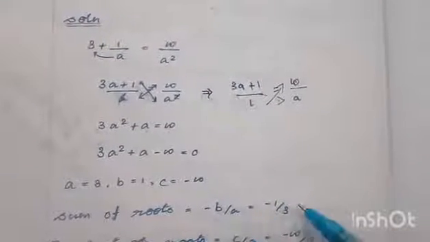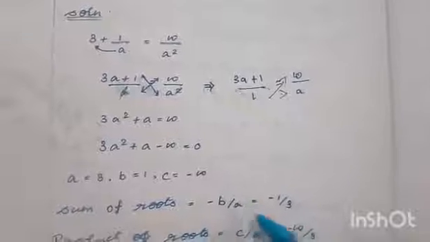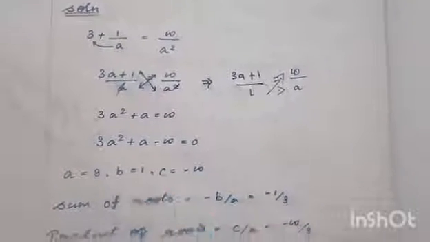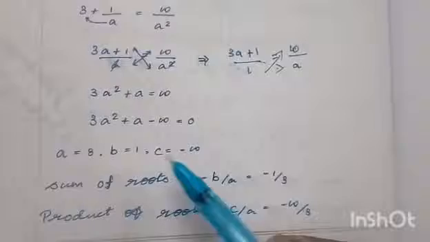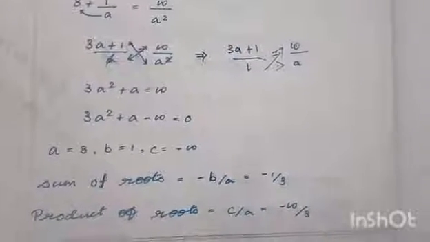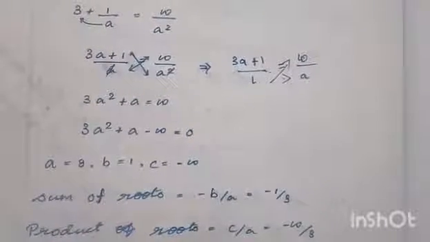So sum of the roots is minus b by a, so that is minus 1 by 3. Product of roots is c by a, that is minus 10 by 3. The remaining sums you have to try yourself.